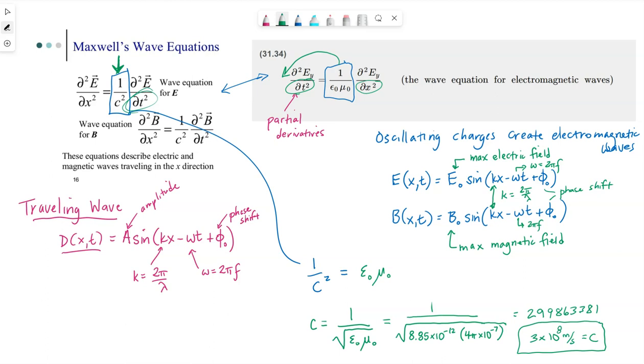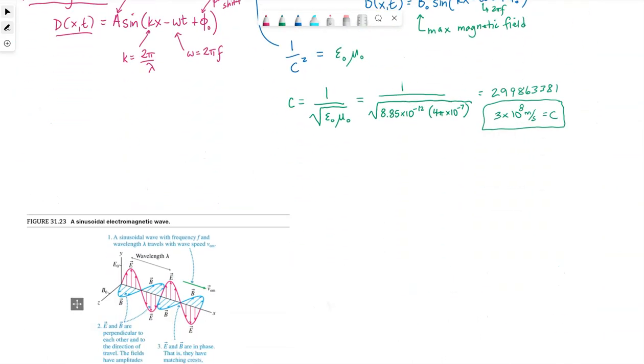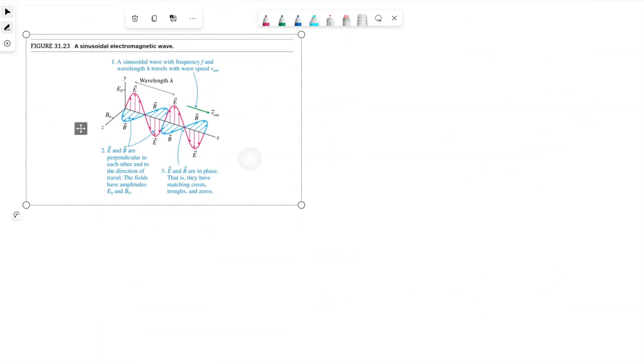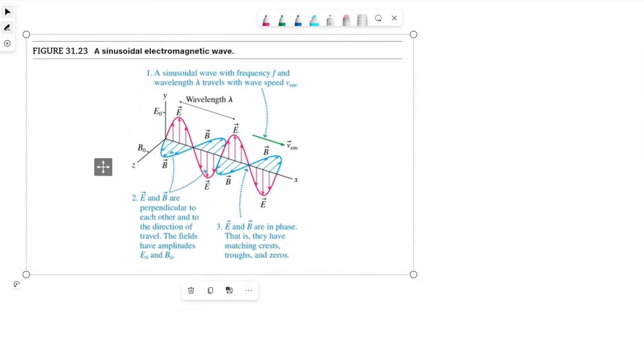One other thing to look at is how the electric field and magnetic field are related to each other in this wave. So I'm going to grab a picture to show you. I pulled this figure from our textbook. They're showing us what this sinusoidal electromagnetic wave would look like. And this is based off of a wave traveling in the x direction. That's what this V sub EM means.